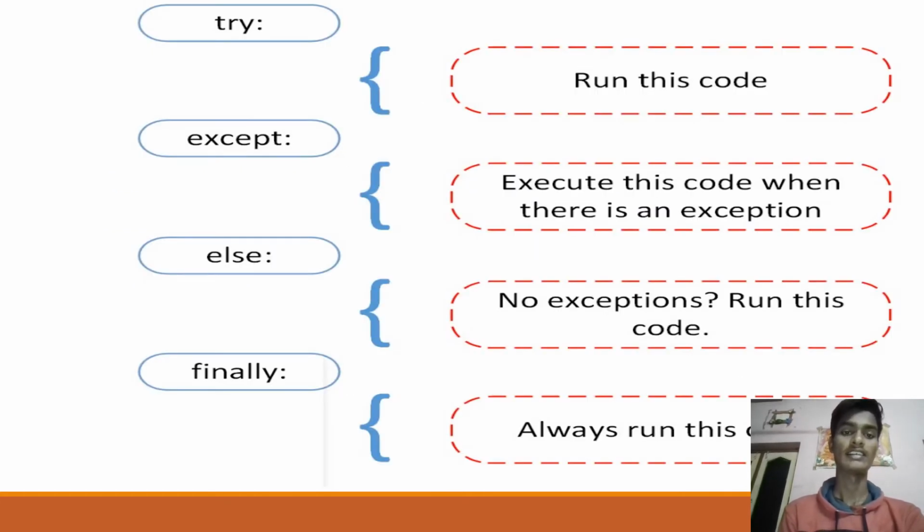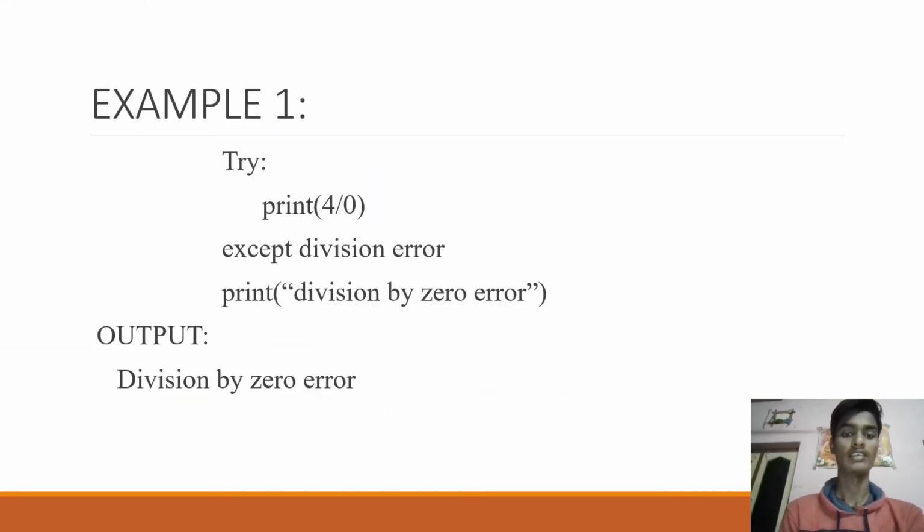Here is the syntax. Try: block of statements; except: the code to execute when there is an exception. Then else: block of statements; and finally: block of statements.